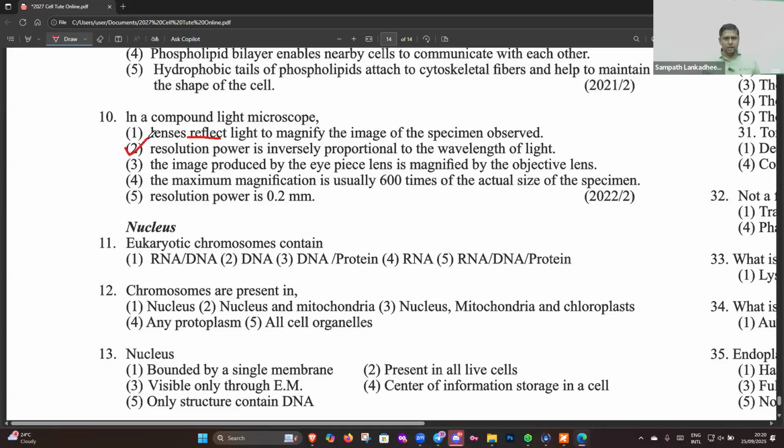And then, the image produced by the eyepiece lens is magnified by the objective lens. Should be the other way around. The image produced by the objective is magnified. So wrong. The maximum magnification is usually 600 times the actual size of the specimen. We said in the light microscope it's 1000, and resolution power is 0.2 millimeter. Wrong. 0.2, what we said, micrometer. So we got the answer now.